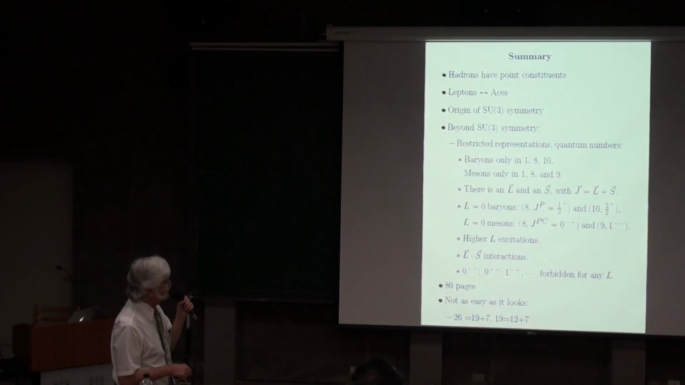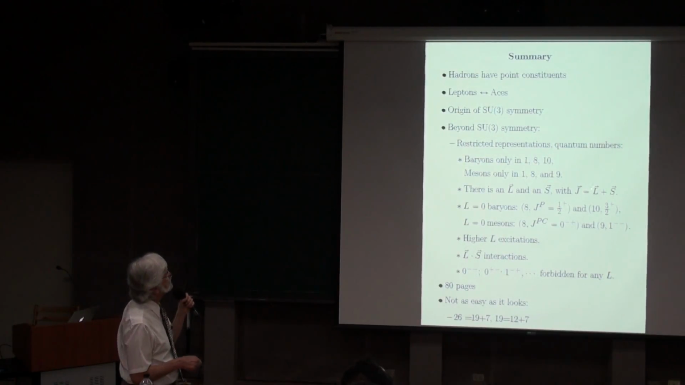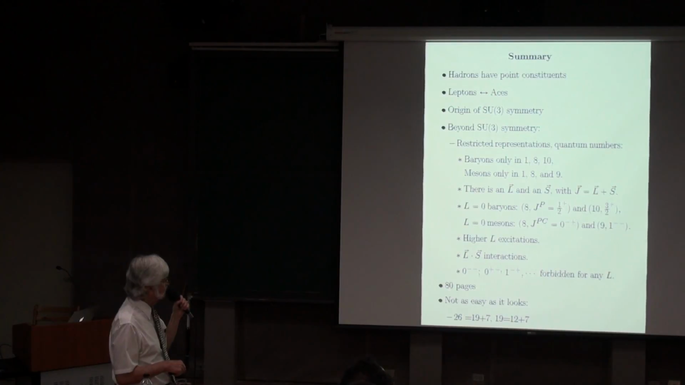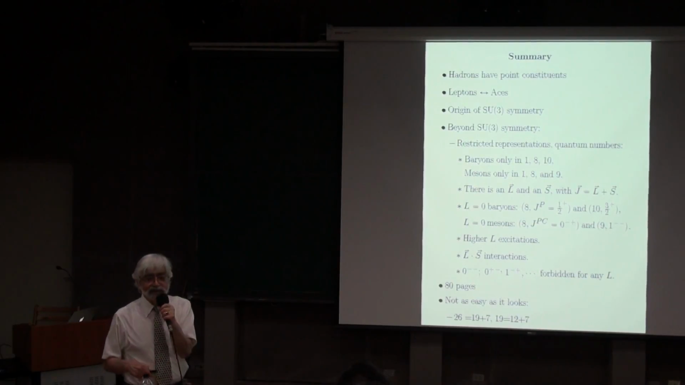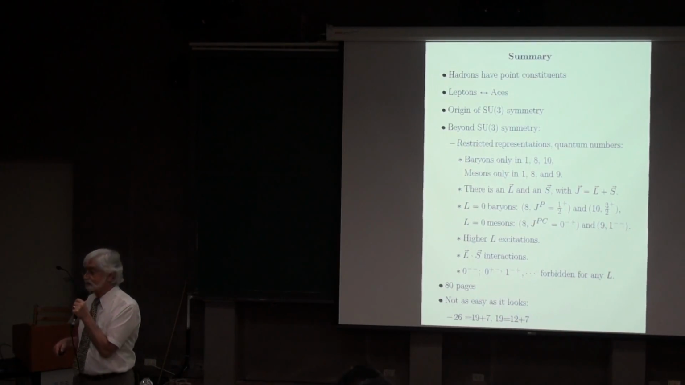Most interestingly, there was a set of mesons that you couldn't make out of a a-bar. So this is a combination of spin, parity, and charge conjugation. These are forbidden. So that was the picture. So this was written up in this CERN report, an 80-page report with lots of details. So it sort of looks easy, but it's not as easy as it looks.